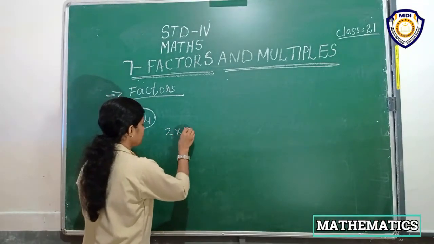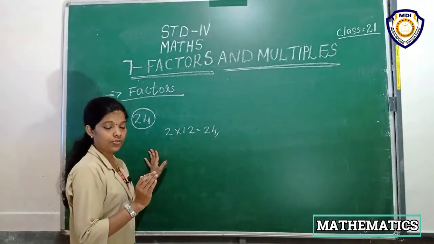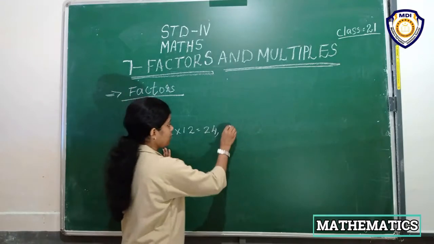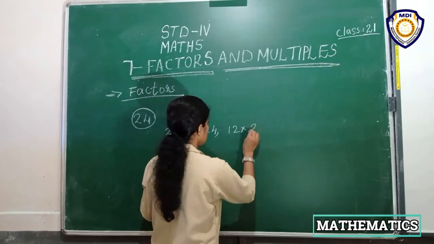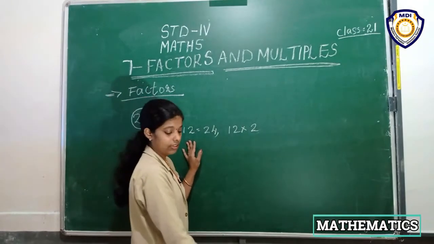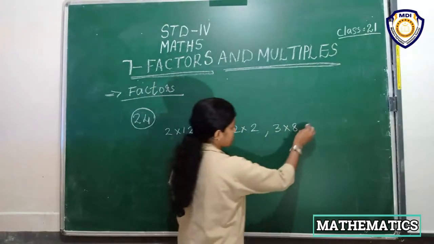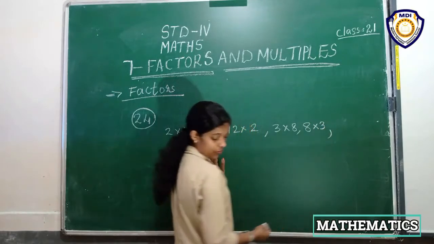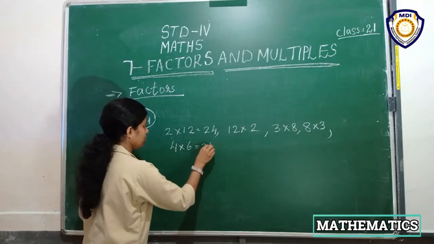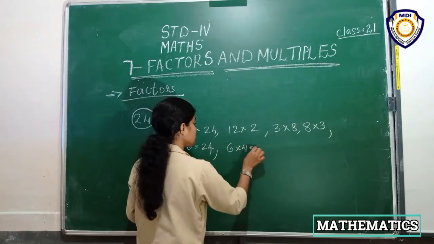2 into 12, 24. All of you listen here. 2 into 12, 24. Then 12 into 2, 24. Then 3 into 8, 24, and 8 into 3, 24. Then 4 into 6, 24, and the same, 6 into 4, 24.